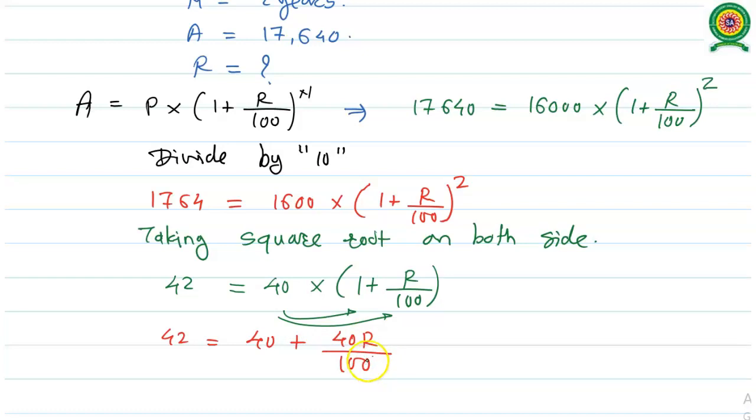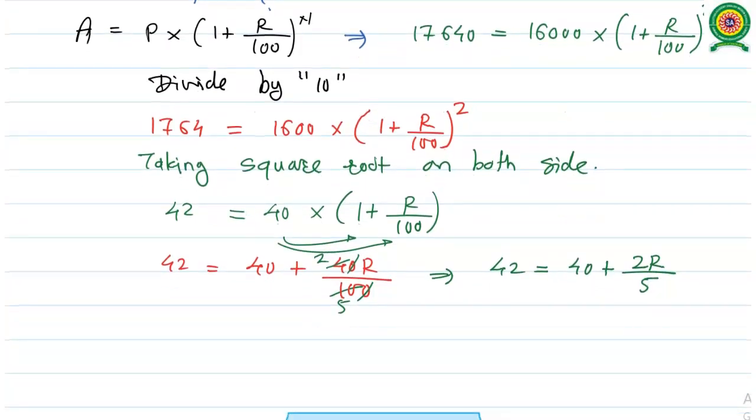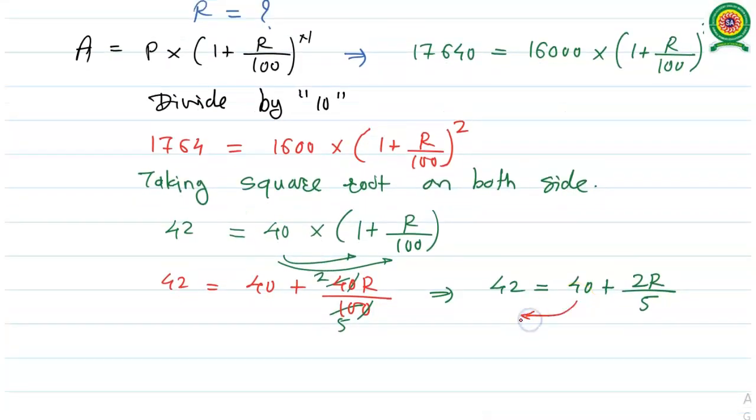So 10 from numerator and denominator gets cancelled. 2 2s are 4, 2 5s are 10. So we remain with 42 equals 40 plus 2R divided by 5. Once we shift 40 from RHS to LHS, positive 40 becomes minus 40. That is equal to 2R divided by 5. Now 42 minus 40 is 2, equals 2R divided by 5.